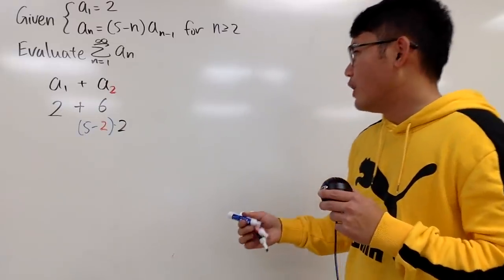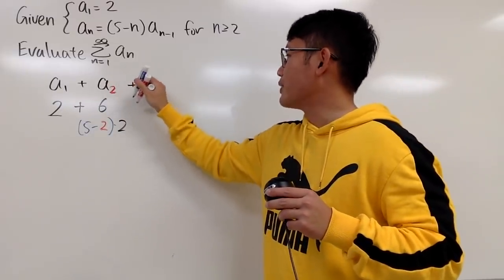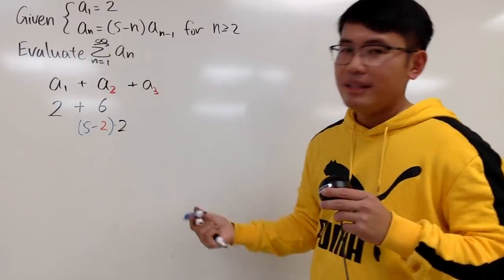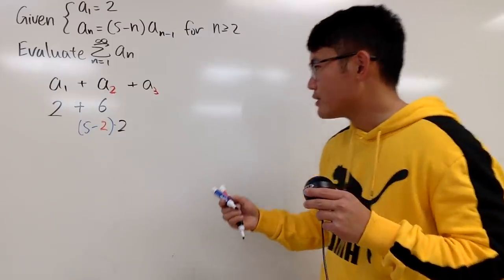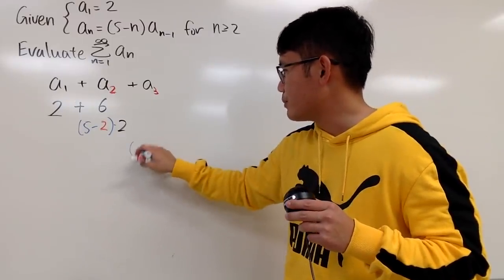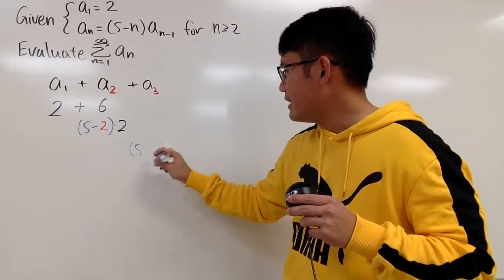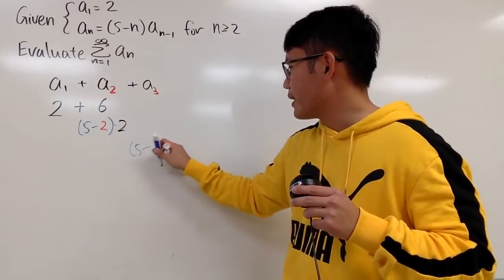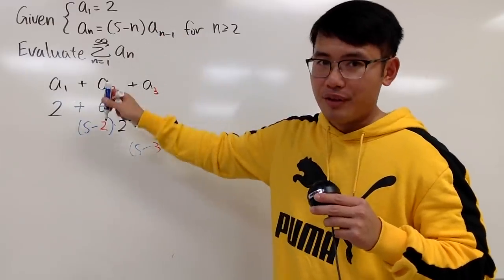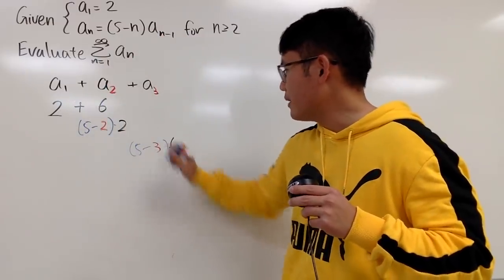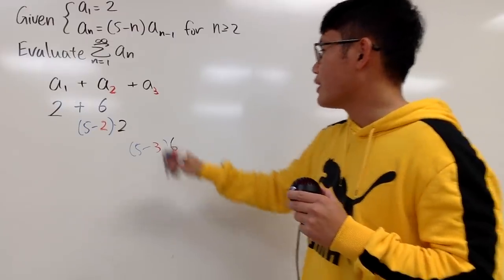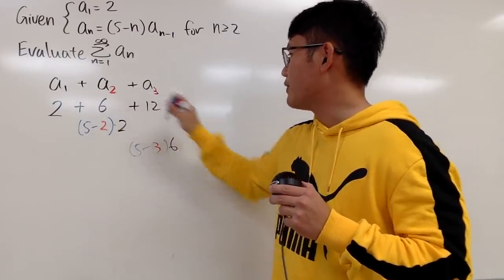Okay. Well, next we have to move on to a3. So let's see, a3. This means my n is 3. So I will put this down right here. Let's just put down 5 minus 3. And then we have to multiply by the previous term, which is this 6 right here. And now let's see, 5 minus 3 is 2, times 6 is 12. So this is nice, we have to add 12 for that.